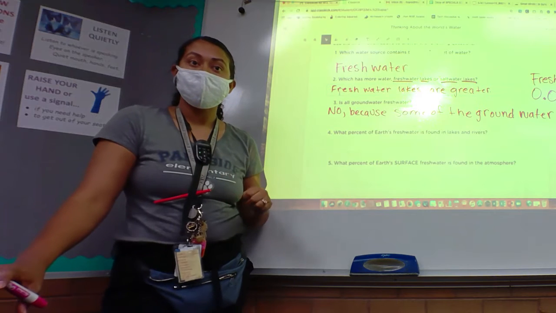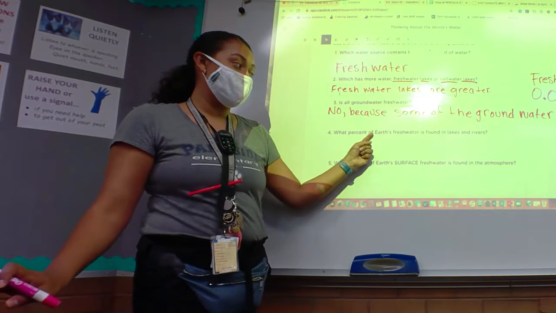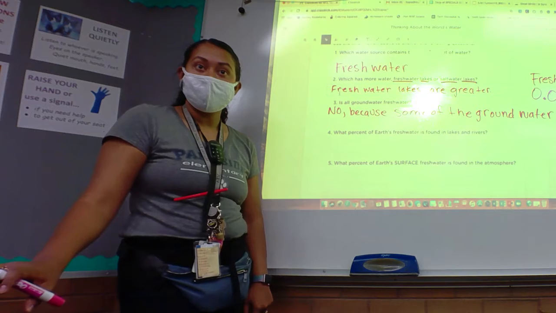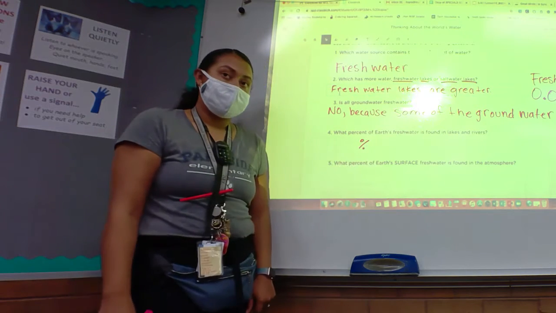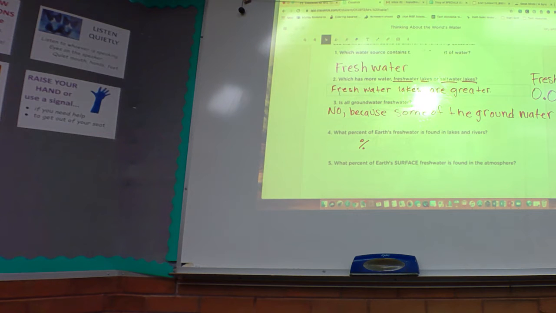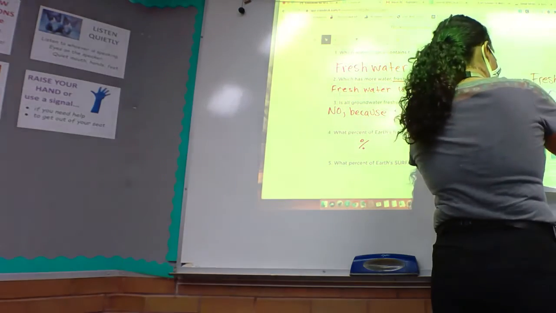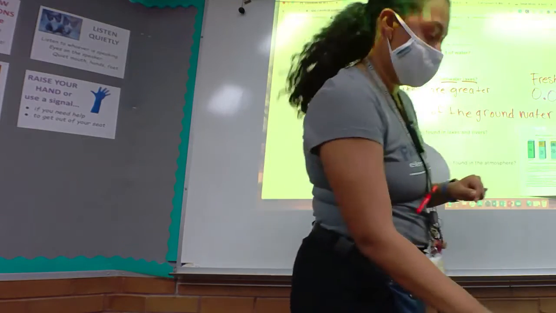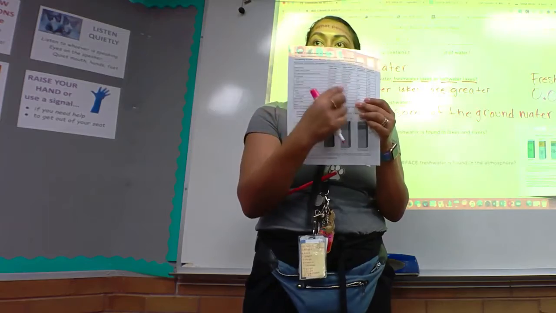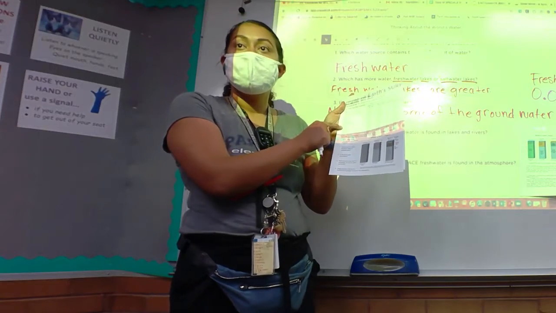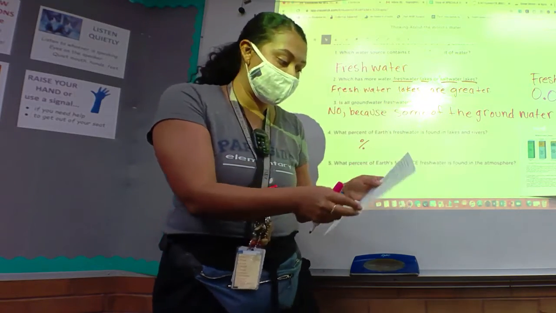Okay, number 4. Ready? What percent of Earth's fresh water is found in lakes and rivers? So our answer needs to be a percentage, right? So we need to look at Earth's fresh water. Earth's fresh water, lakes and rivers. So we need to look at our table again, right? Look for fresh water for lakes and rivers. What percentage of lake fresh water do we have?